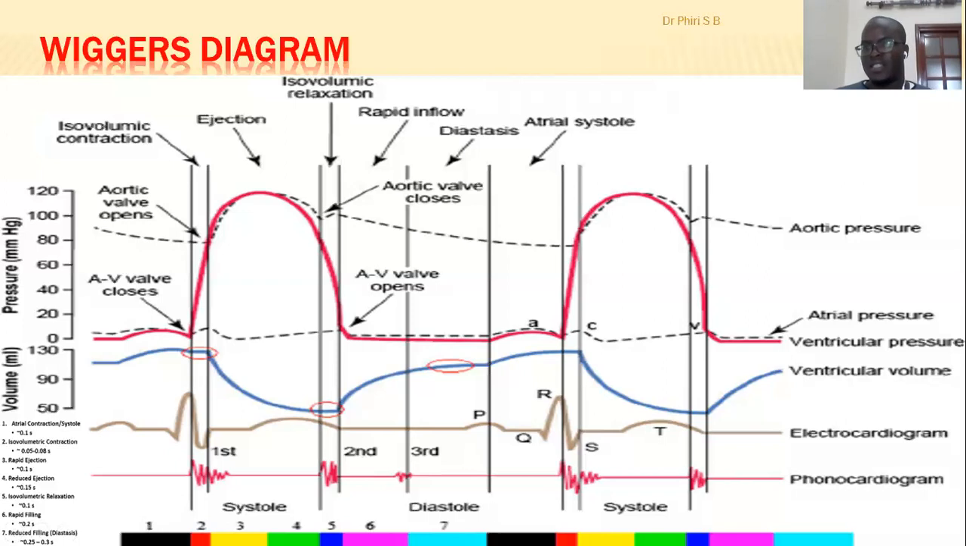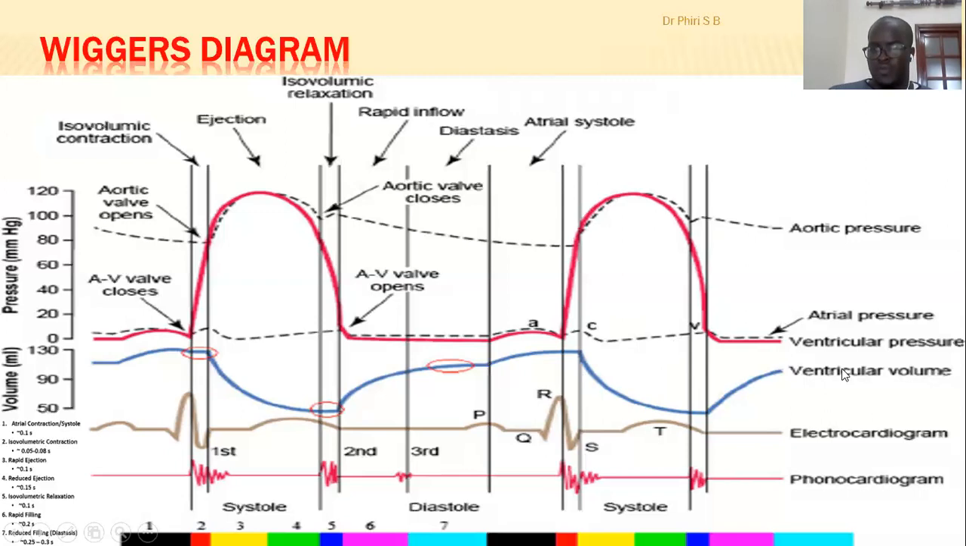Then you also have passive movement of blood. That passive movement of blood, the passive filling of blood into the atria, will bring about the V wave. So the V wave is as a result of the passive filling of the atria. This passive filling of the atria will result in an increase in atrial pressure, creating the V wave. Then after the V wave, we have passive filling of the ventricles, and then it goes back into the contraction of the atria, producing the A wave. So that's the atrial pressure.